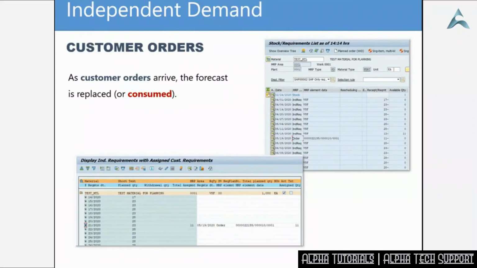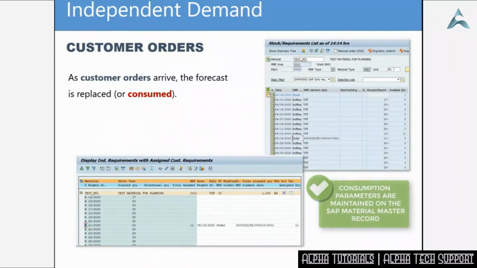As you can see in this example, the original forecast quantity for week 21 was 23 eaches. The customer order came through for 11 eaches, which reduced the forecasted quantity from 23 to 12. Consumption can be a tricky concept, so I won't go into too much detail in this course. Just know that forecast is consumed by actual customer orders, and the parameters that control the consumption are maintained on the material master record.